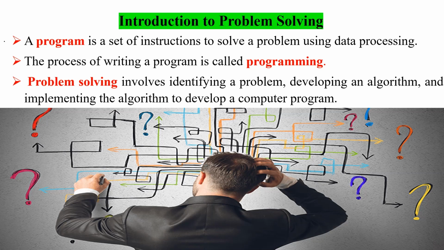Before writing a program, it's important to analyze the problem and understand the solution. A program is a set of instructions to solve a problem using data processing. The process of writing a program is called programming. Writing correct instructions in proper sequence is important when programming. Precise step-by-step instructions should be inputted to the computer to solve the problem. Problem solving involves identifying a problem, developing an algorithm, and implementing the algorithm to develop a computer program.